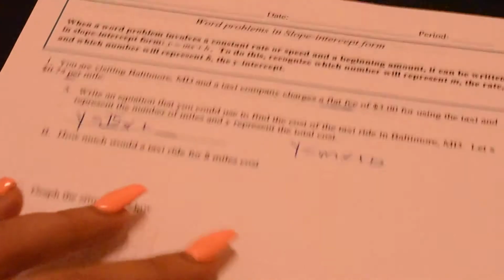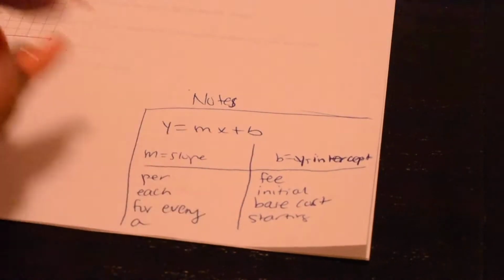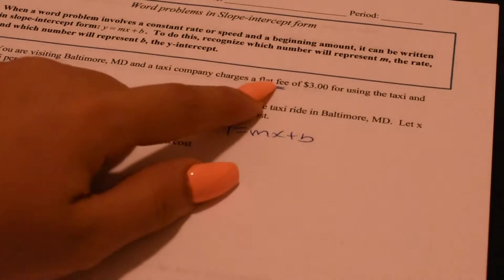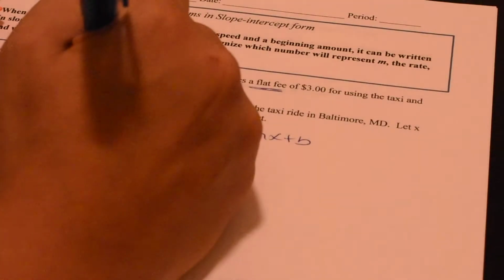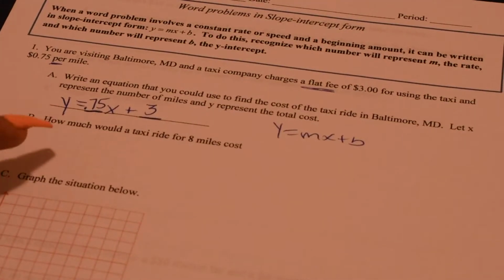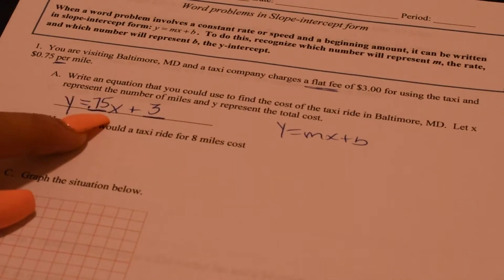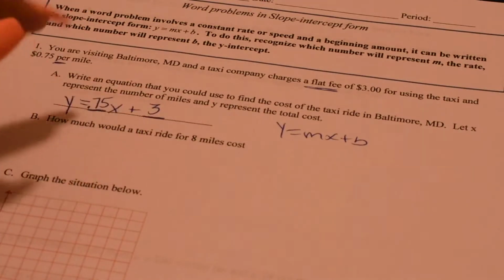Plus B. For B, it represents my y-intercept. We see words like fee, initial, base, cost, starting. Here, it says flat fee. Flat fee of $3. So plus 3 as my B. So we know the total cost equals 75 cents per mile plus your $3 fee.